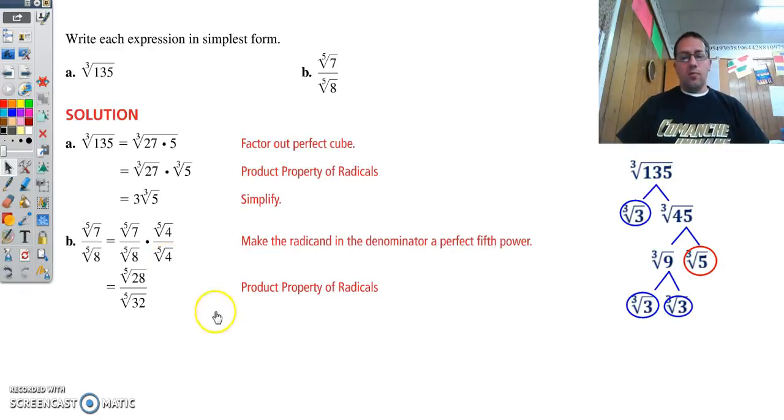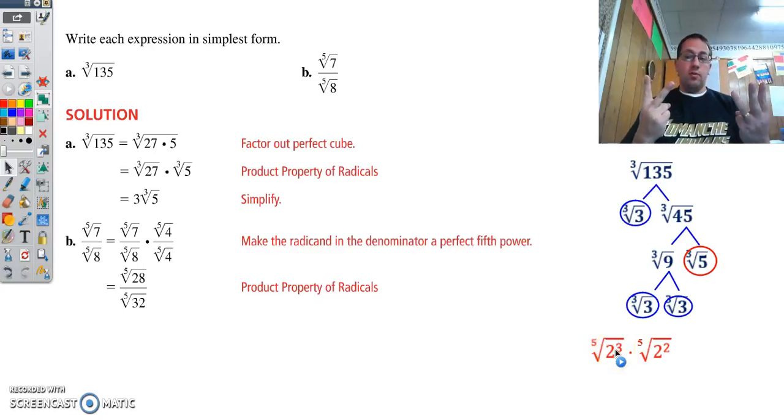Well, we need to have a perfect fifth power in the denominator. We could say, well, we want the 8 to the 5th, so we need to multiply by 8 to the 4th. That's really big, and then we're probably going to have to simplify that somewhere. So instead, what we do is, 8 is 2 cubed. I've already got 3 twos, I only need 2 more. So I just need to multiply by 2 squared, and that'll give me 2 to the 5th. Well, 2 squared is 4, and 32 is 2 to the 5th.